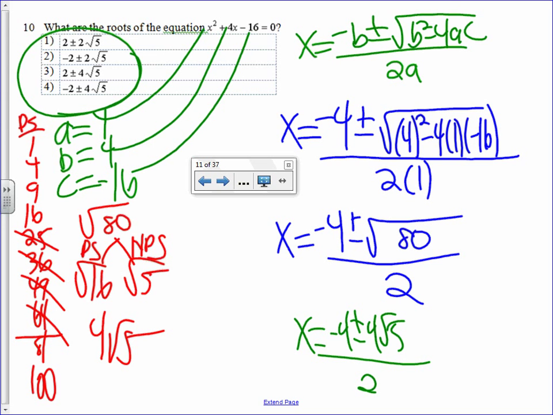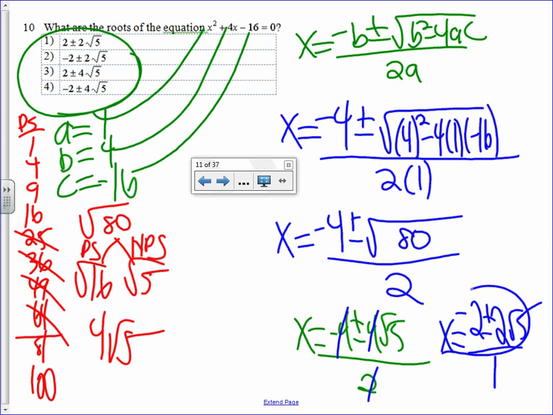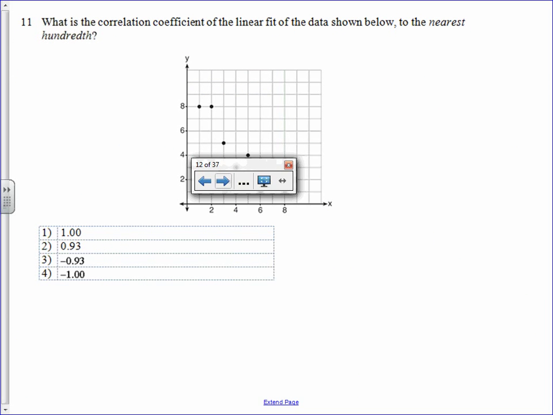in reduced form. And my final step, if necessary, I reduce the entire thing. I can take a 2 out of all of these, and I get x equals negative 2 plus or minus 2 radical 5 over 1, which is just x equals negative 2 plus or minus 2 radical 5. Again, this is something you're going to have to be able to do. Practice it.